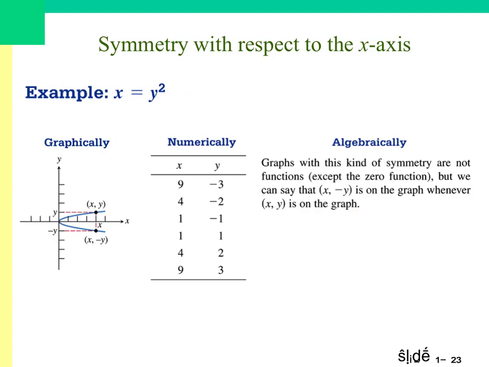Symmetry with respect to the x-axis. So before, the opposite x values equaled each other. Now it's the opposite y values equal each other. Except if there's a 0, then that means it's just equal to itself. But same thing, just reversed. Okay?